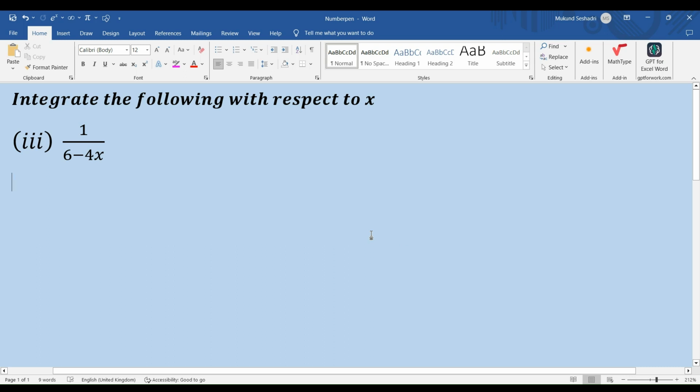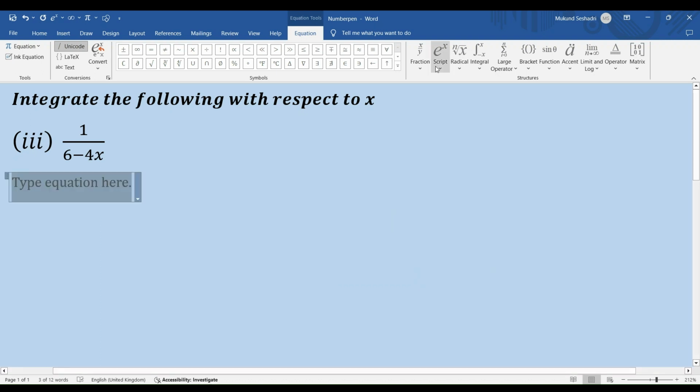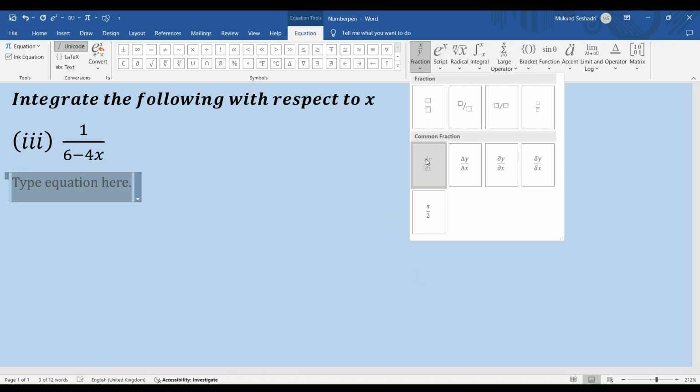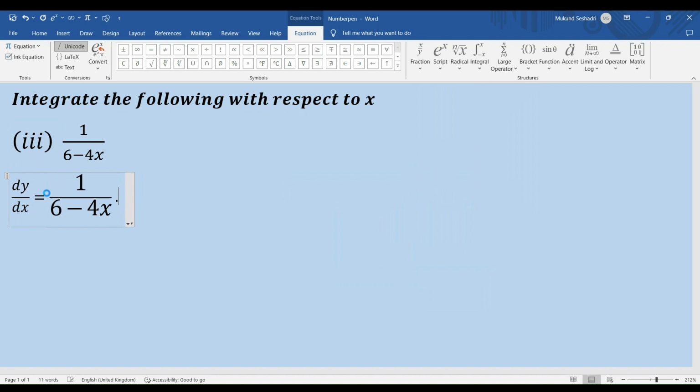So there we have the problem on our screen. Integrate the following with respect to x. We have 1 by 6 minus 4x, right? So what have we been given? We've been given dy by dx and we've been asked to find y, right? So that's the meaning behind integration, right? So we've been given dy by dx. Let's write that down. And we've been asked to find y.